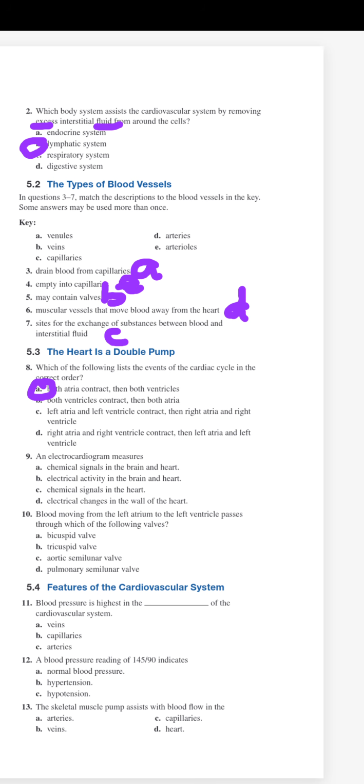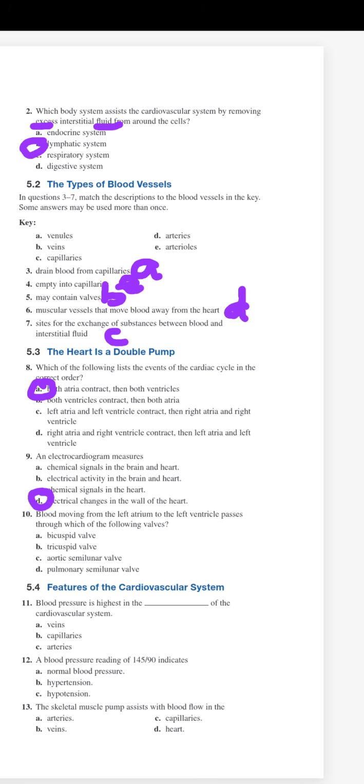An electrocardiogram measures chemical signals in the brain and heart. No. Electrical activity in the brain and heart. Nope. Chemical signals in the heart, electric changes in the wall of the heart. So we actually measure the electrical changes.